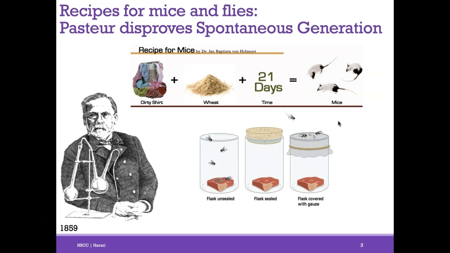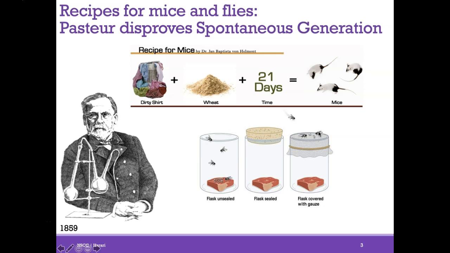And it wasn't until 1859 where Louis Pasteur did a very famous experiment that disproved spontaneous generation. You might have heard about this in bio already, but he took 3 flasks with meat in it. He left one unsealed, one sealed, and one covered with gauze. There was a common theory that flies came from meat, that living flies came from non-living meat. So this experiment, right, you can pause here and take a second to look at it. This experiment shows that flies were just attracted to the meat.